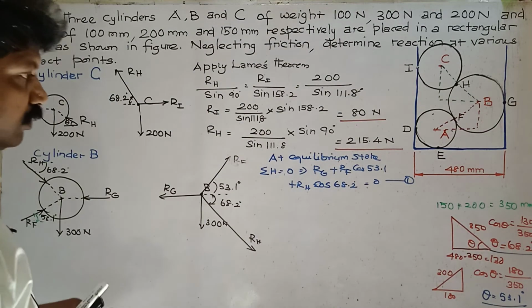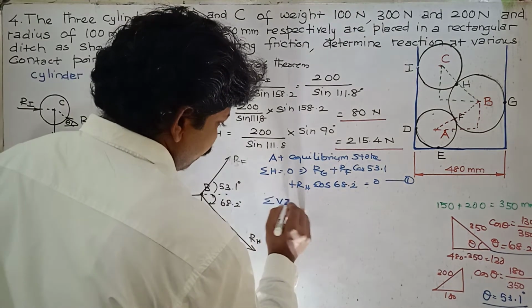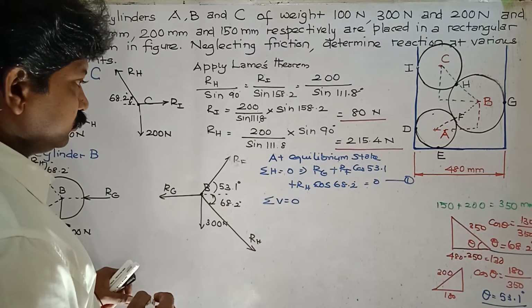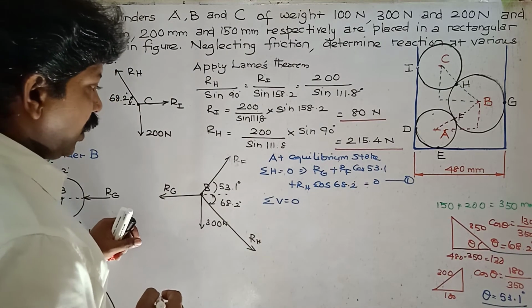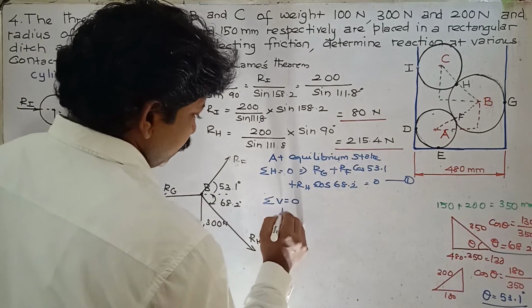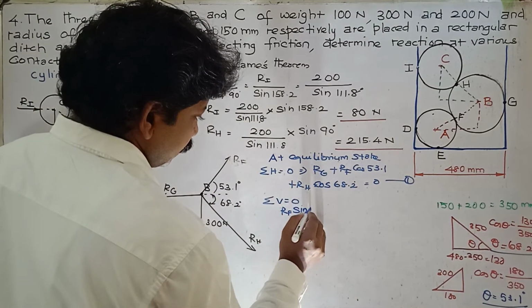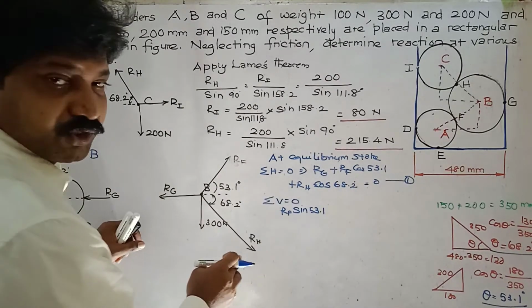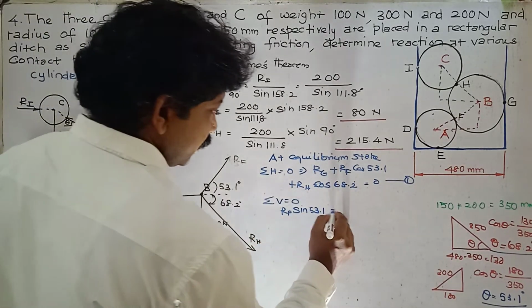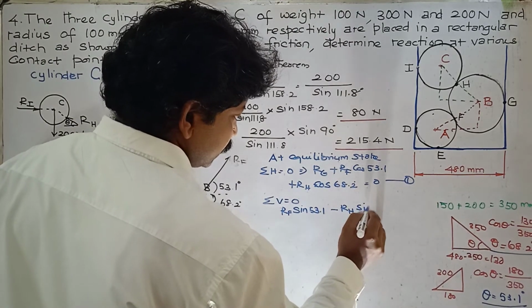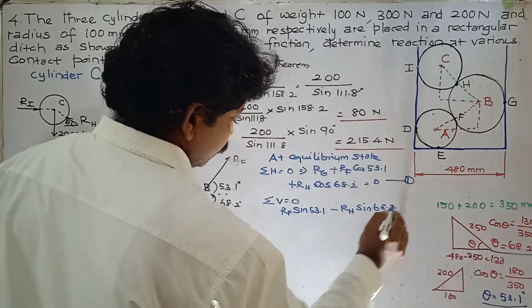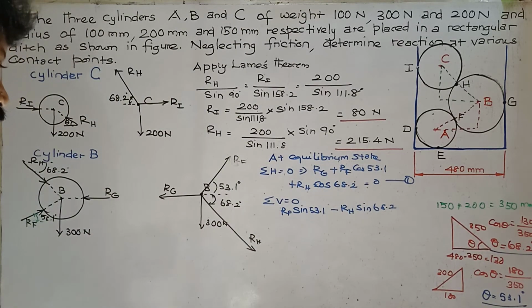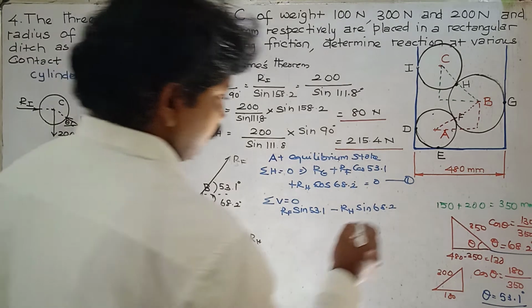And the next, sigma V equal to 0. So RF sin 53.1 and RH sin 68.2 degree, and minus 300.